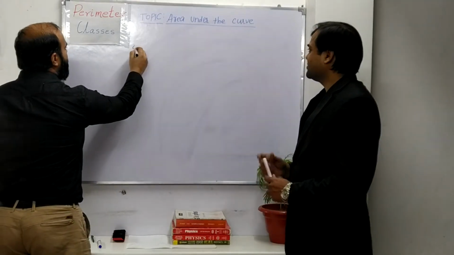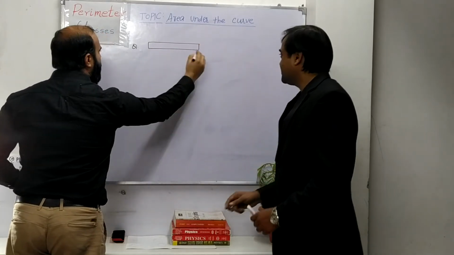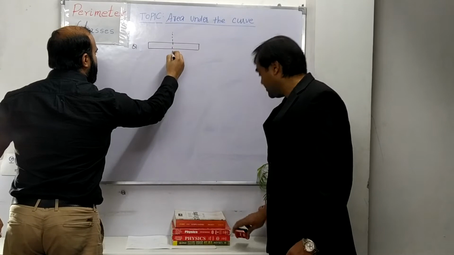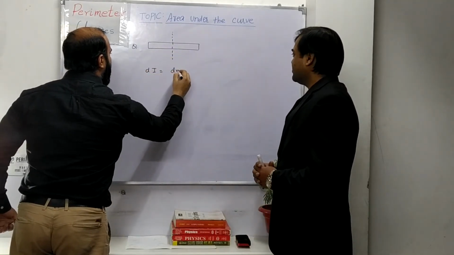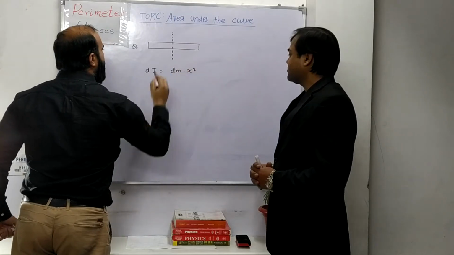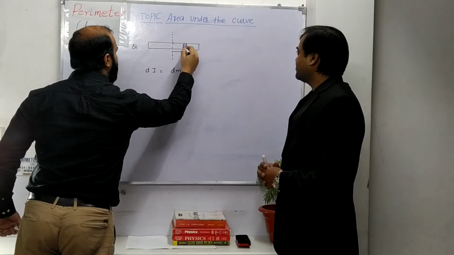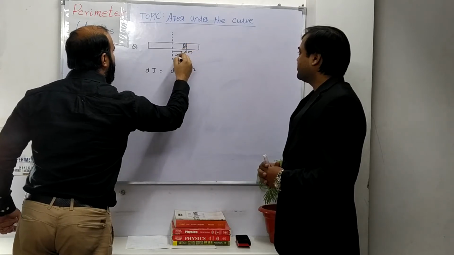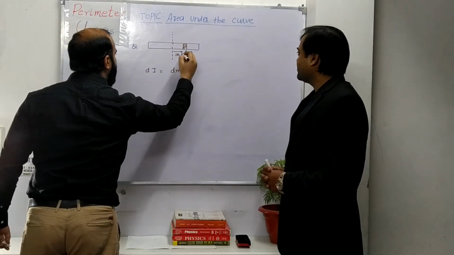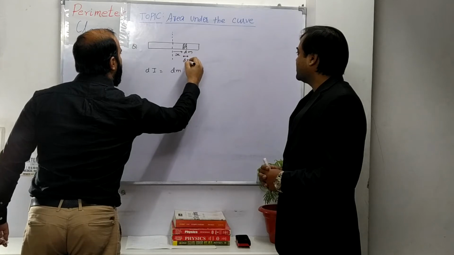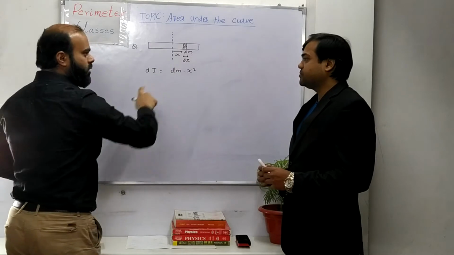So if I take a uniform rod whose mass is uniformly distributed and I take an axis like this, then the moment of inertia is given as dI equals dm times x squared, where x is the distance of this small mass from the axis of reference, and we want to find the moment of inertia of this whole rod from this axis.